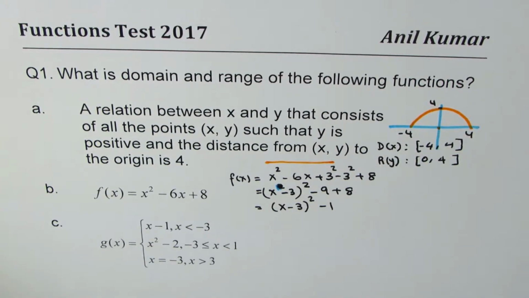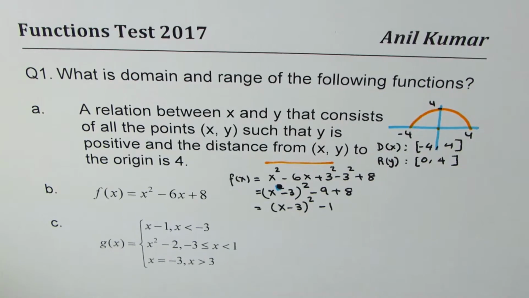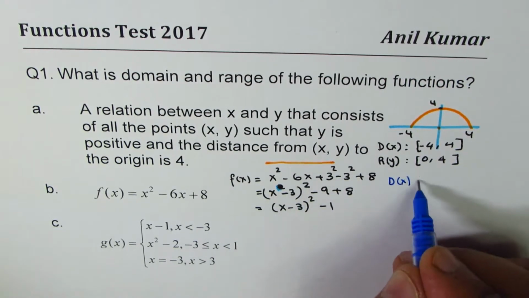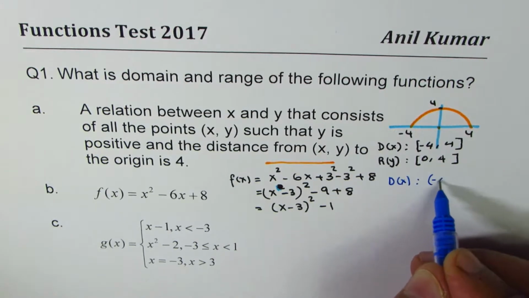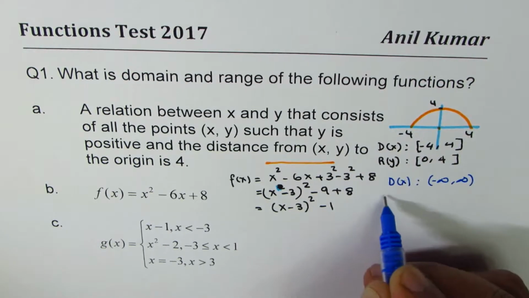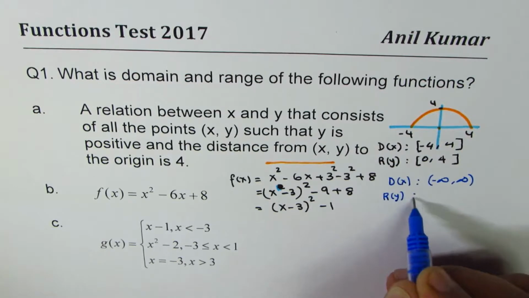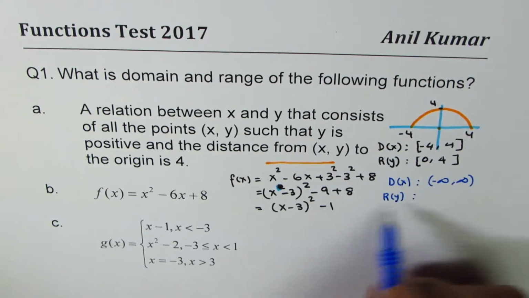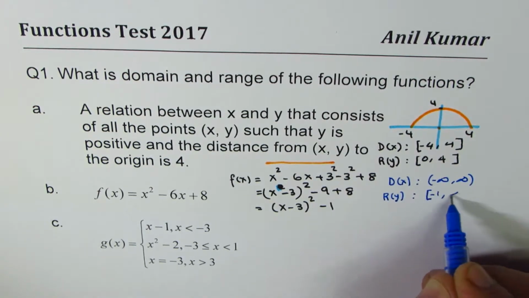Now from here we can write domain and range. So for part B, domain is all real numbers, which we could write from minus infinity to plus infinity, and the range in this case will be y value being greater than or equal to minus 1. So it's from minus 1 to infinity, correct?